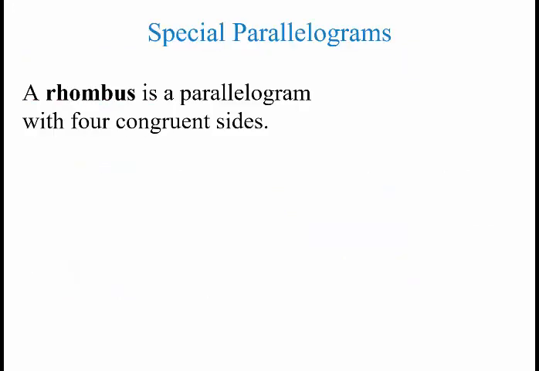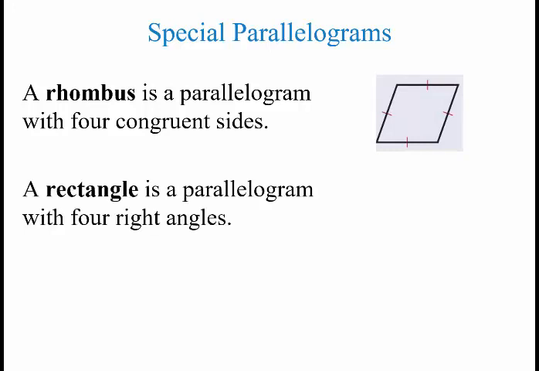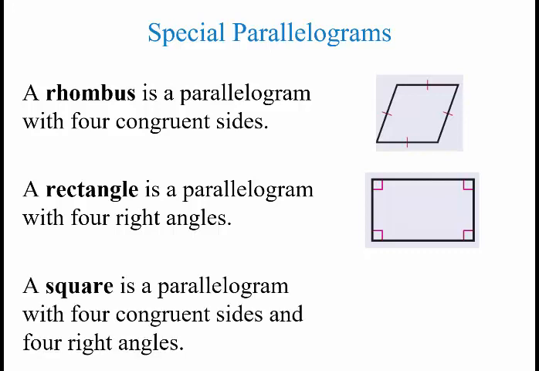All right, so a few special parallelograms. A rhombus is a parallelogram with four congruent sides. So it'd look like this, right? All the sides are the same length. A rectangle is a parallelogram with four right angles. So it would look like this. But notice we don't say anything about congruency among the sides. And a square is a parallelogram with four congruent sides and four right angles like this. All right, so in this section, we want to just study these three types of special parallelograms.